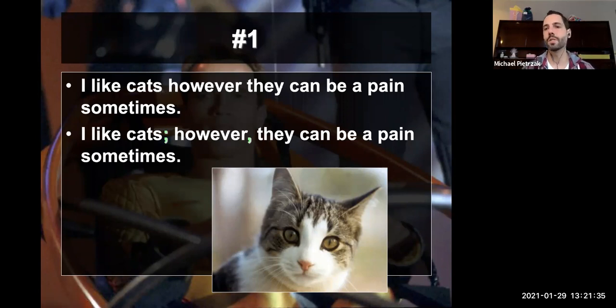However, anytime you see however, you need a comma after. Think about it. However, comma. However is indicating to the listener or the reader you're about to say something different, something oppositional or slightly different than what you just said. However, comma, they can be a pain sometimes.